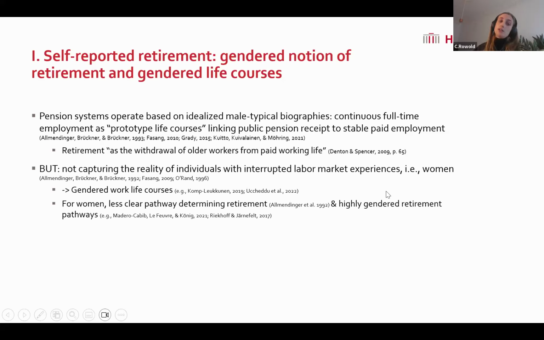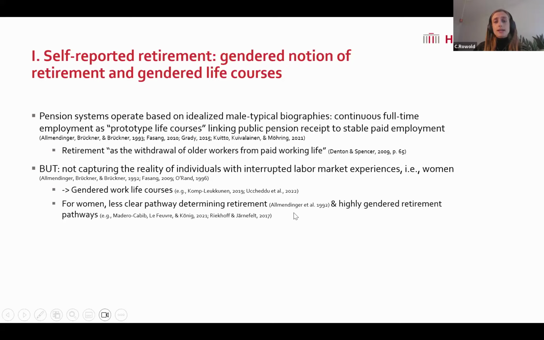However, this definition and notion of retirement does not necessarily capture the reality of individuals with more interrupted labor market experiences. These might be especially women, probably also other groups, but here I focus on women. We know that there are highly gendered work-life courses, and depending a bit on the country, there are lower shares of women with continuous full-time employment careers.